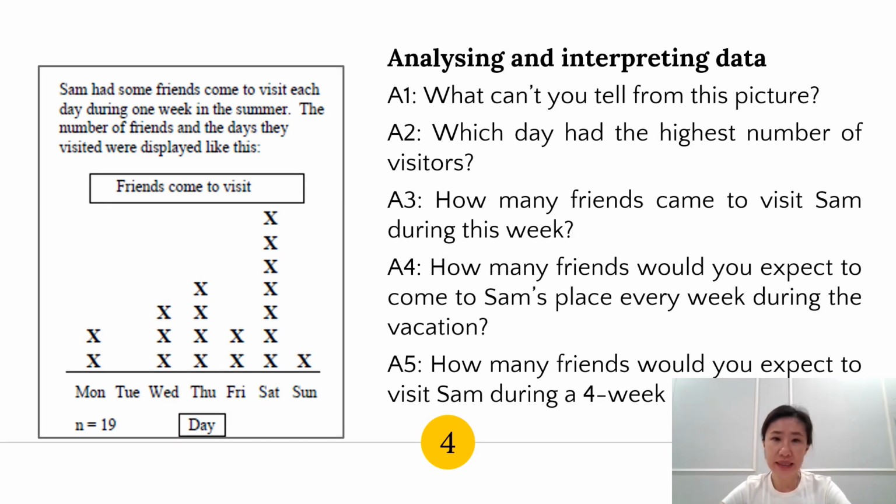Okay, let's take a look at an example here. So we have 5 examples of questions at this level of interpretation. So at the A level, you can see that based on the same example of friends who visited Sam, A1, what can't you tell from this picture? Okay, so this is a unique question because they are required to look at the diagram that's given and tell what kind of information is not available or not explicitly stated in the data that's given.